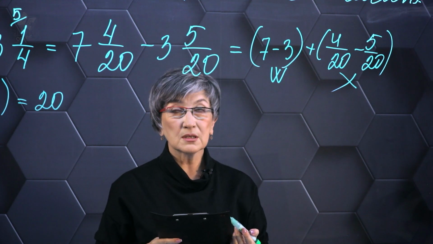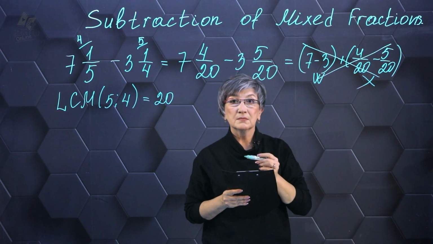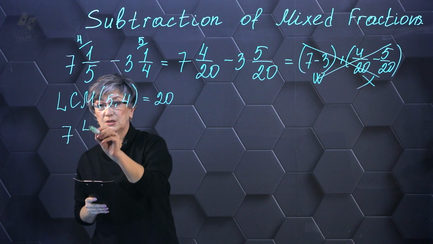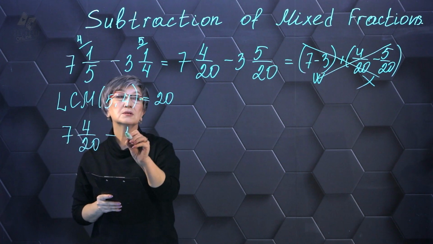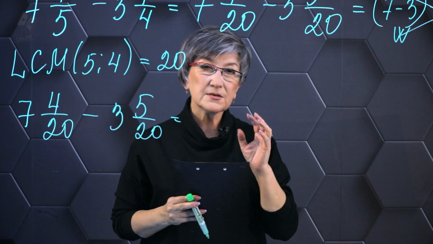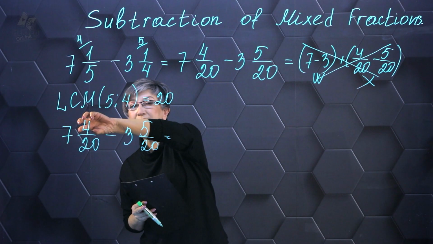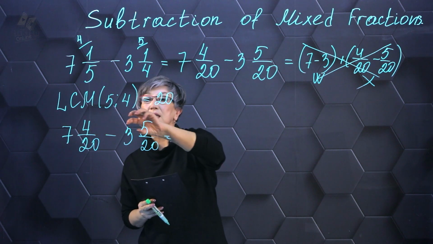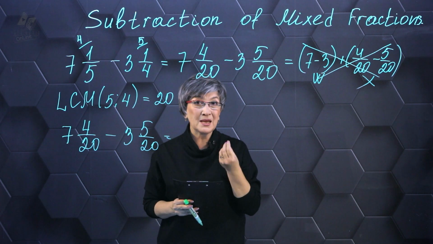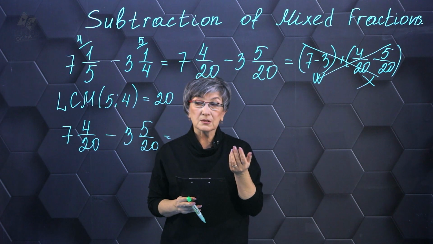What should we do in this case? We go back to our example. So 7 4/20ths minus 3 5/20ths. What do we do in this case? Let's remember the problem we had. We couldn't subtract the numerator of the second fraction from the numerator of the first fraction. Why? Because it was smaller than the numerator of the second fraction.